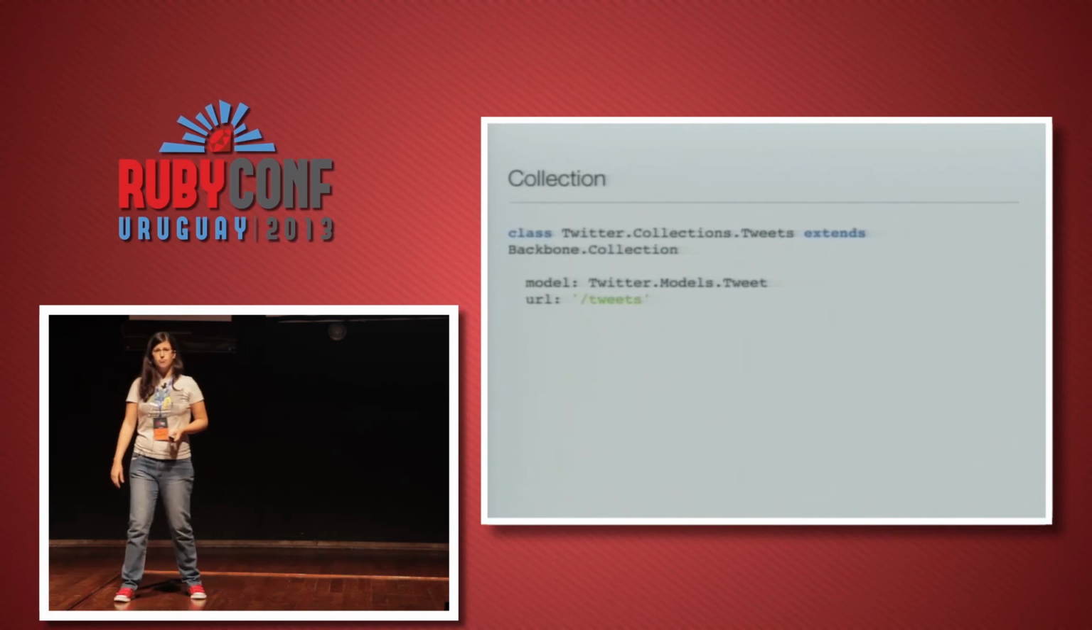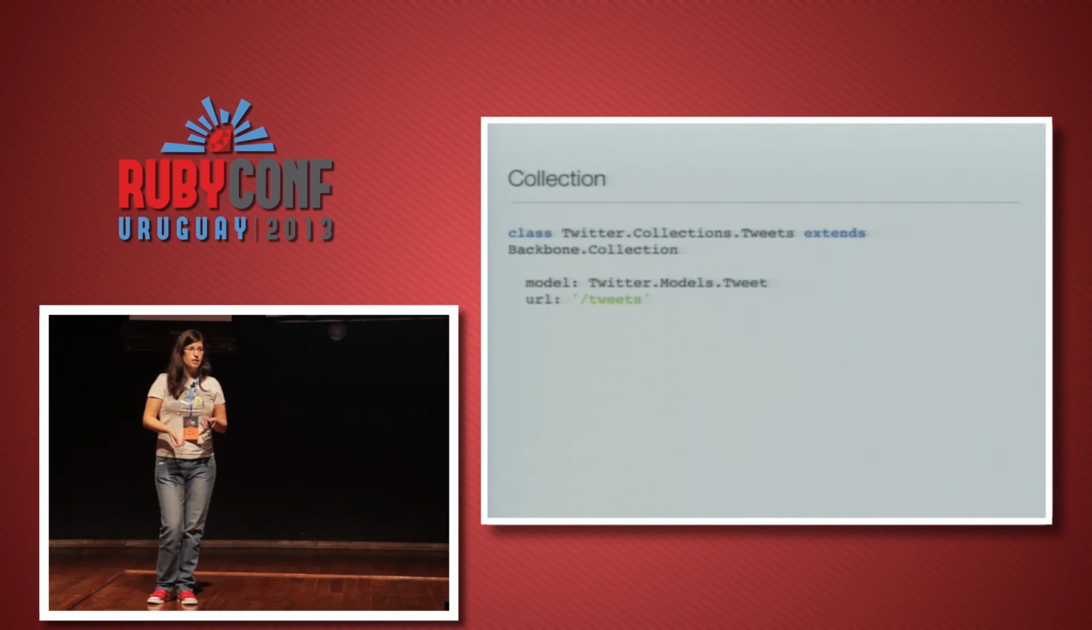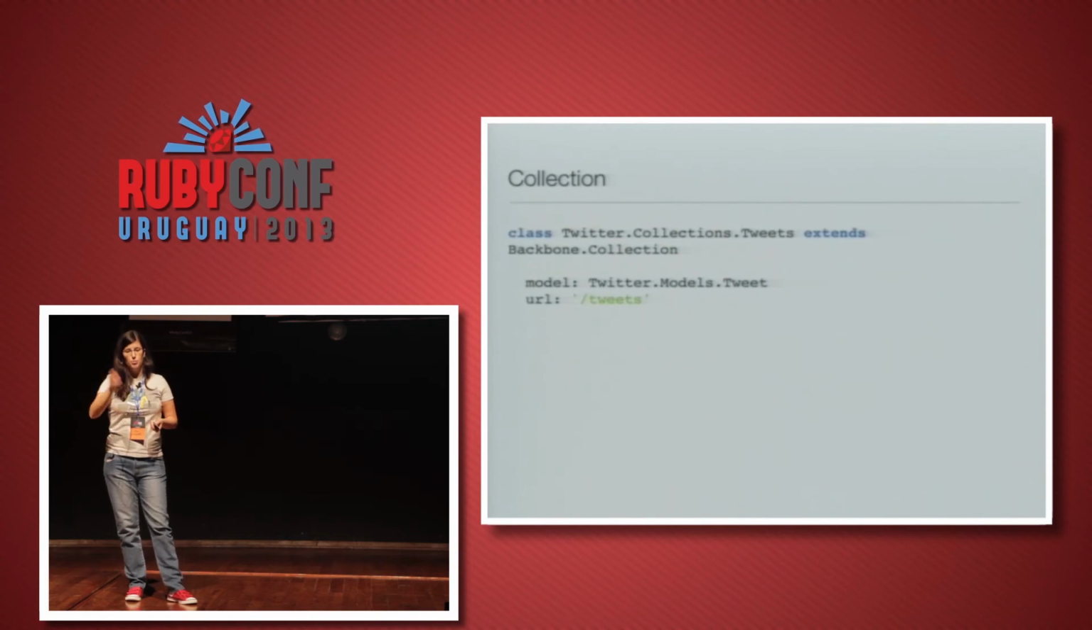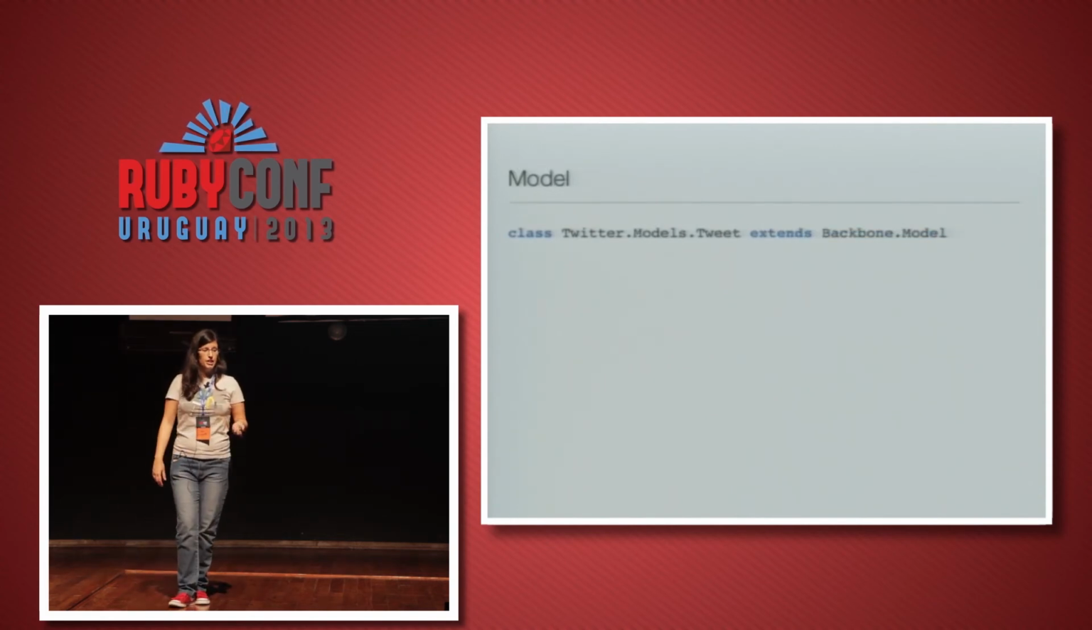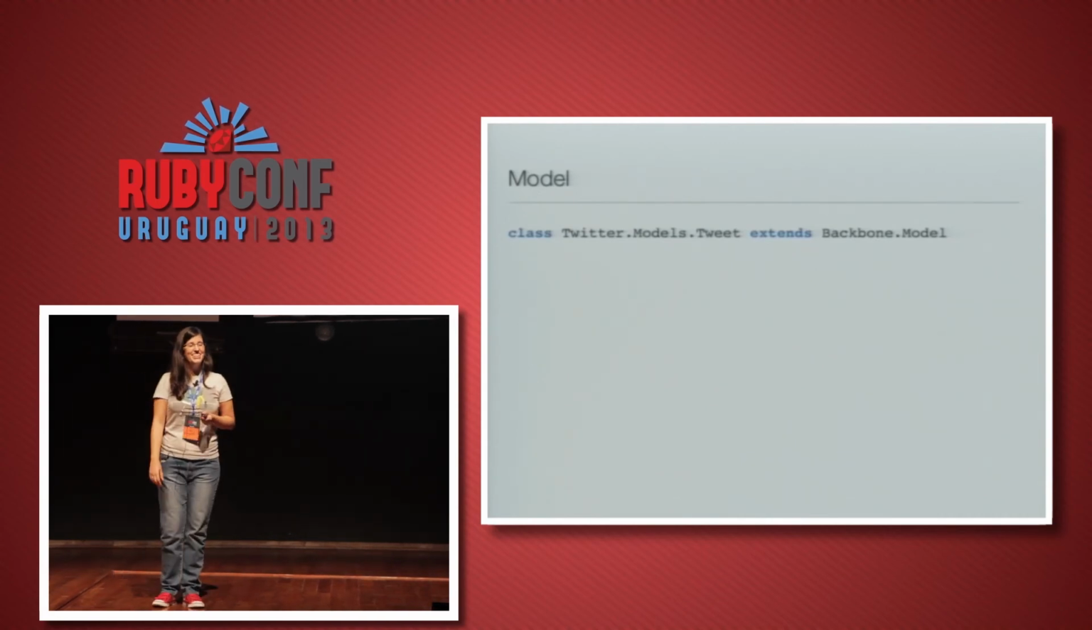And you have a model and a URL. This lets the backbone know what route has to be followed if you want to update a tweet. If you update a tweet, I do a print, and then it's /1. Now the model. The model is created extending the backbone model.